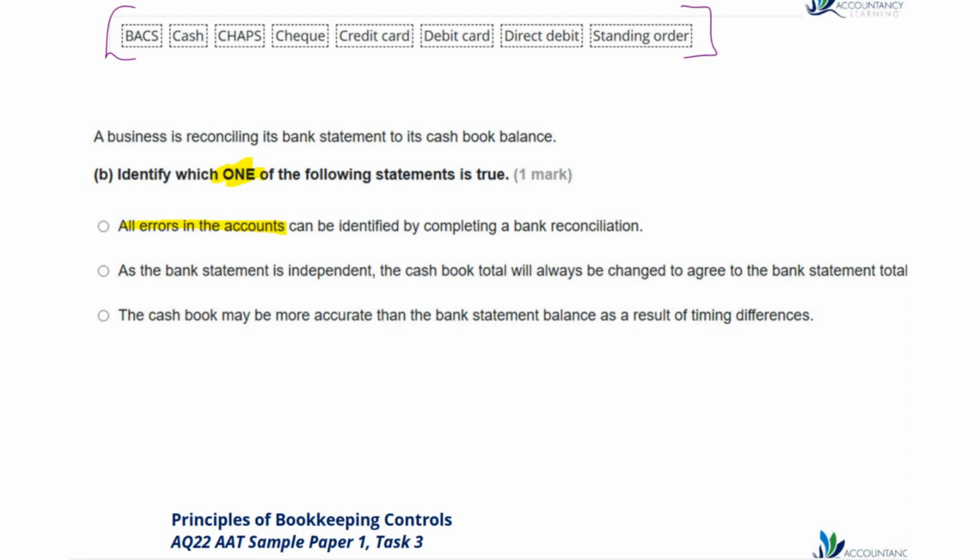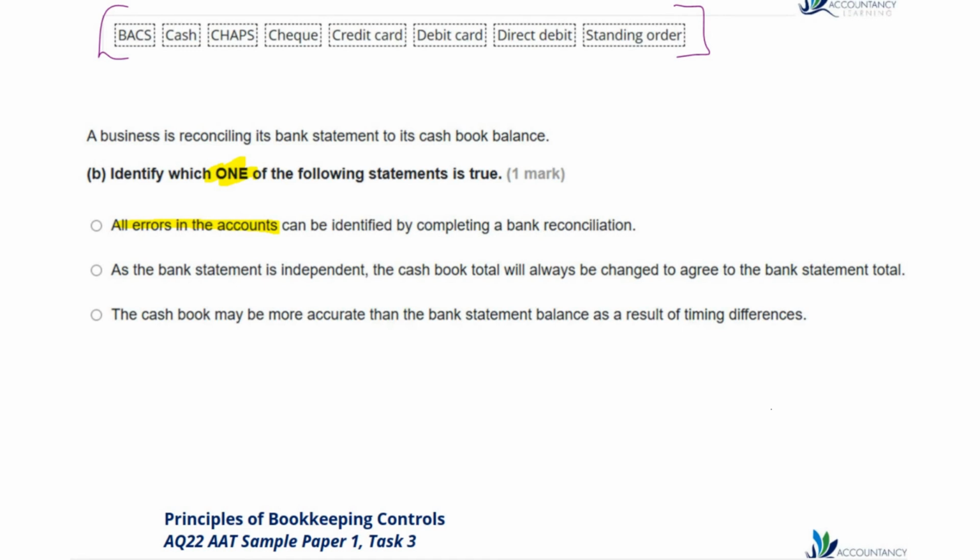As the bank statement is independent, the cash book total will always be changed to agree to the bank statement total. So this isn't true. We're not looking at changing anything. We're looking at reconciling things. We want to make sure that they're the same, but we don't go changing any totals. We need to do a reconciliation process.